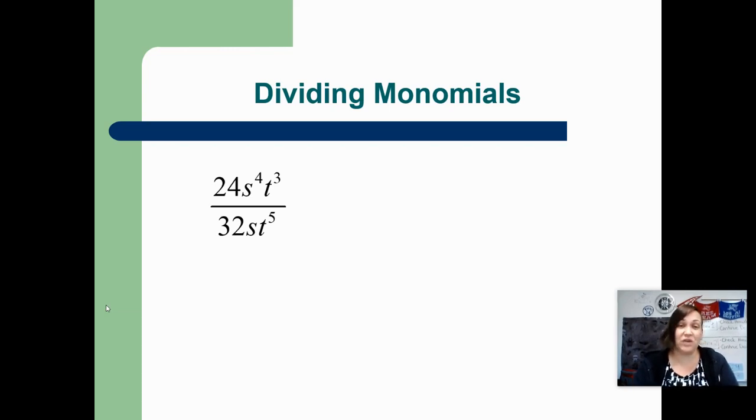These are monomials because there's no adding or subtracting. Since there's no adding or subtracting, we don't have to worry about factoring at all. It's just not going to happen.